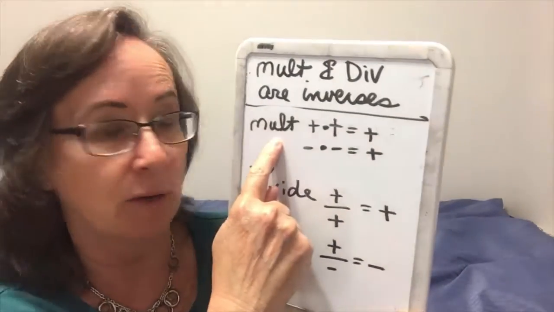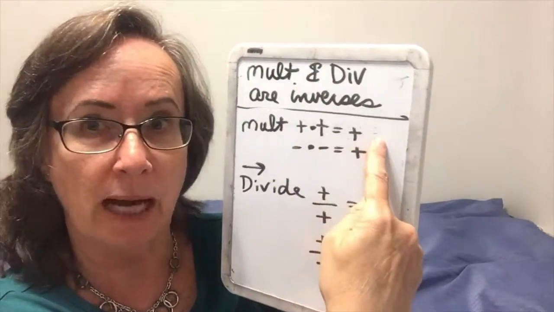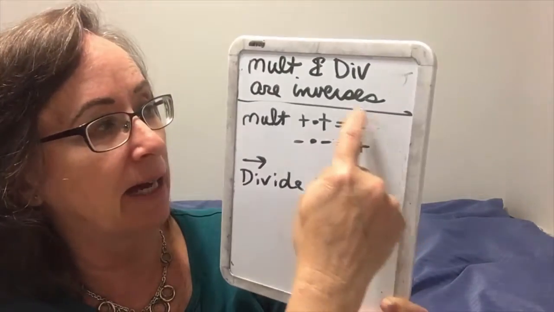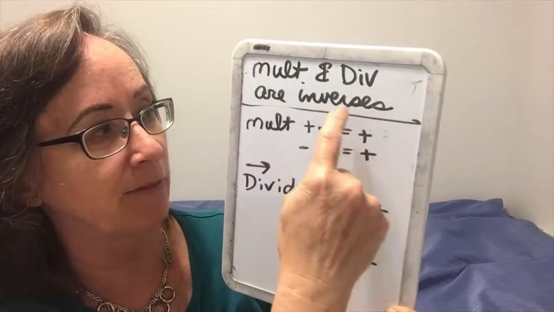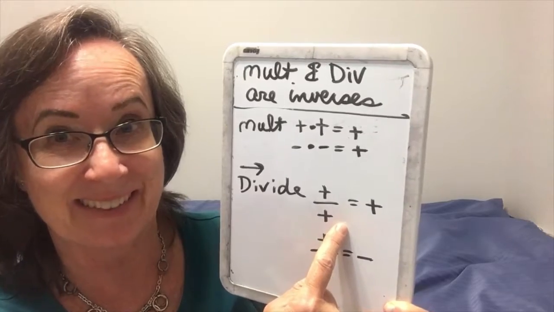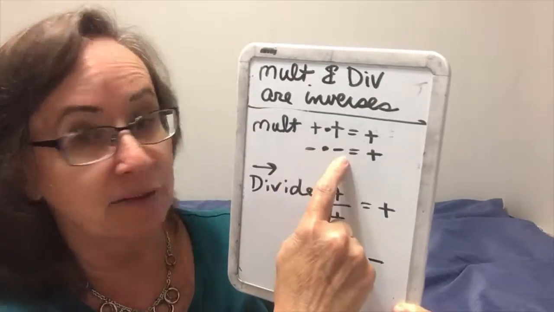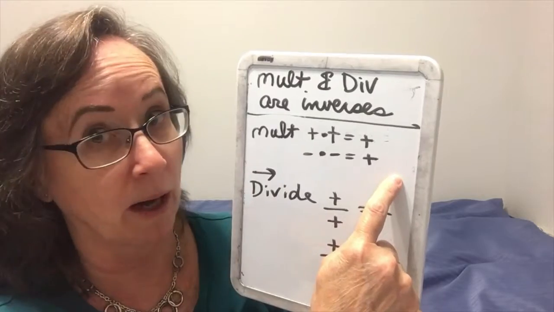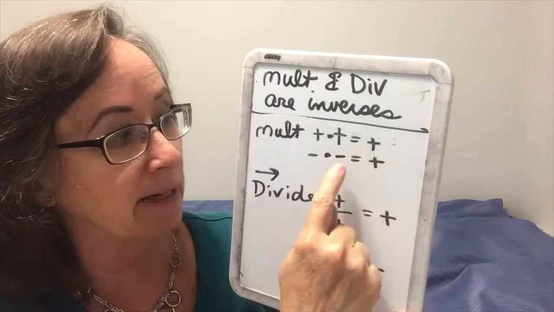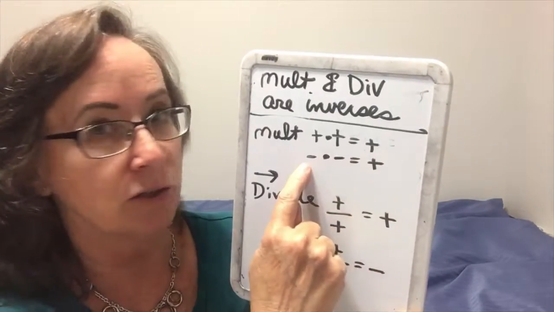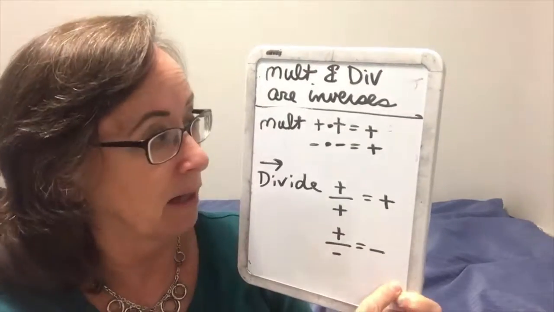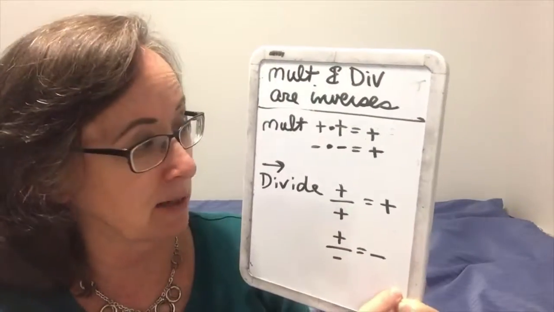So if I know that a positive times a positive is a positive, then could I come down here and undo that by saying a positive divided by a positive is also a positive? And that's true. Okay, so negative times negative is a positive. Well, if I can undo that, it's an inverse operation, then positive divided by a negative should be negative. Positive divided by a negative is a negative, okay, because they are inverses of each other.